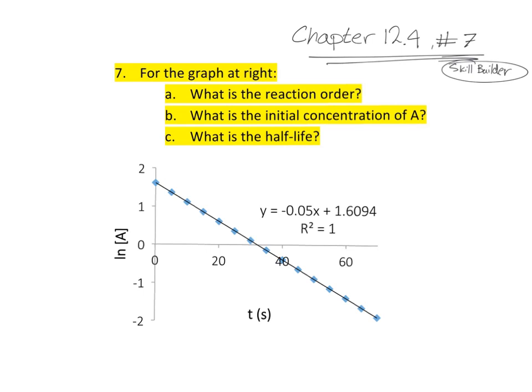Alright, so problem number 7 here. For the graph at right or below, as we have now arranged it, first of all, what is the reaction order? So the reaction order refers to the rate of the reaction and how it relates to the concentration of A. The only information we have here is the graph of the natural log of the concentration of A versus time. So let's look at some examples of different order reactions and see the relationship between the natural log of A and time, because we can see here that it is linear, so knowing that, we can proceed.